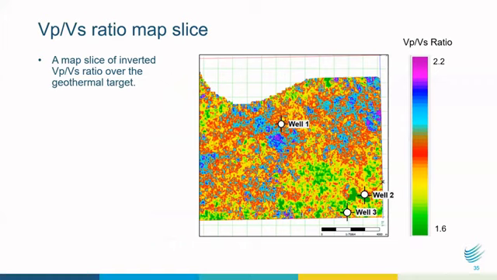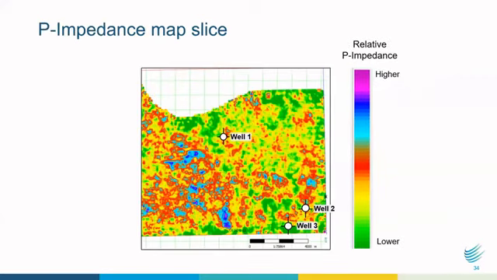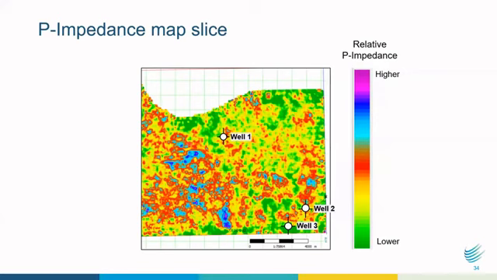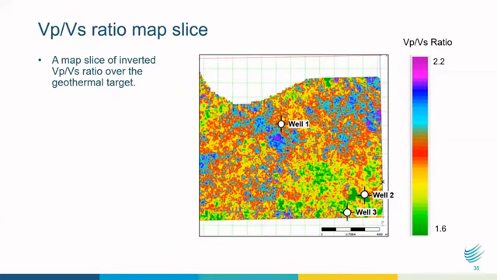And here is the same map, but for the VP-VS property. As I mentioned previously, independent VP-VS estimation is very important. It is important to note here that the lowest VP-VS ratios are found in the lower part of the survey, near wells 2 and 3, but not around well 1, where the P impedance values were also low. That's why it's important to estimate VP-VS as well.